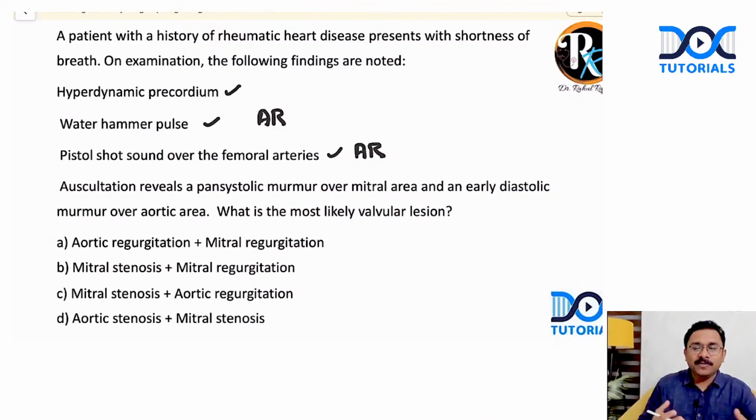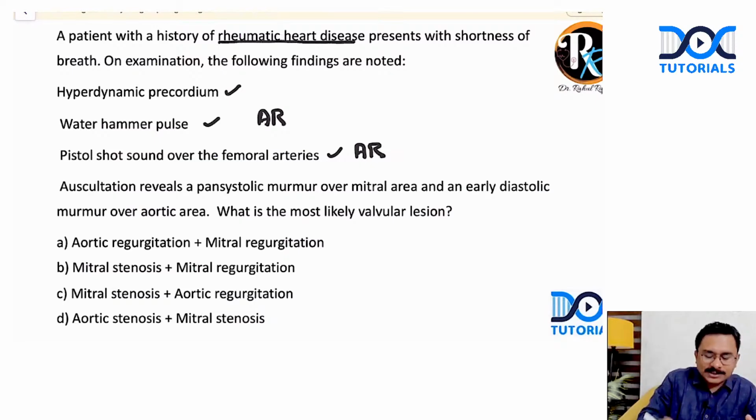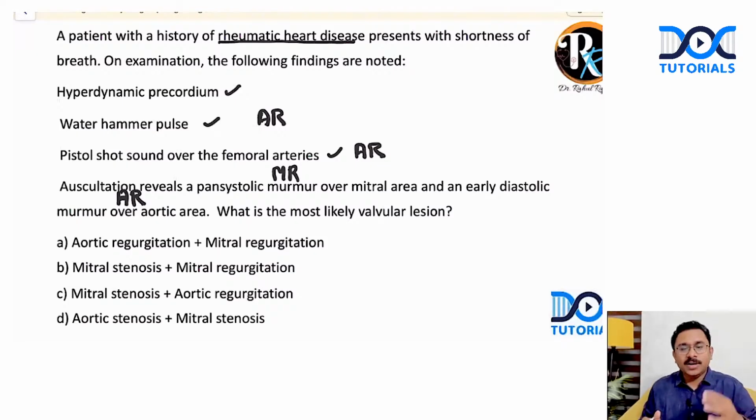So you tell me, in which valvular heart disease of rheumatic etiology, because already it is given rheumatic heart disease, will the patient have a pansystolic murmur over mitral area? It is going to be mitral regurgitation. And also an early diastolic murmur over aortic area, it could be the aortic regurgitation having the early diastolic murmur. What is the most likely valvular lesion is the question.